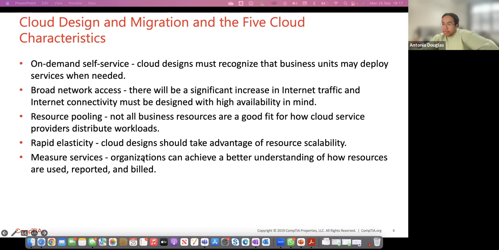Rapid elasticity. Cloud design should take advantage of resource scalability. I know scalability was a concept I believe we covered in the last session, in terms of being able to scale your environments by increasing them as such. And that would fall into reasons as you're moving to the cloud.